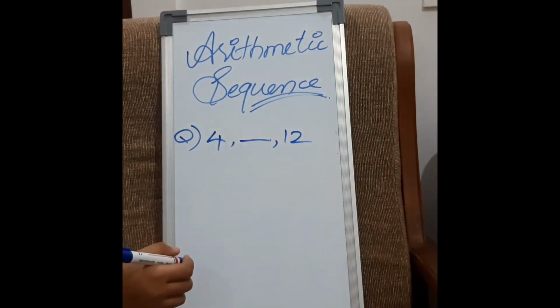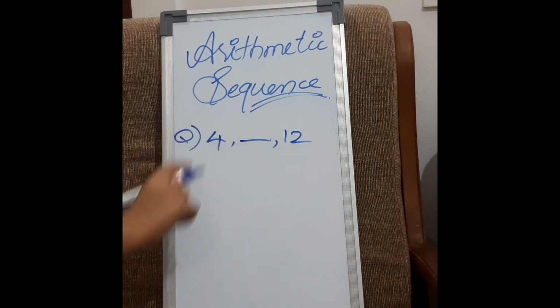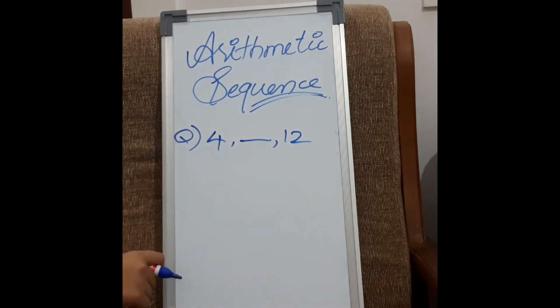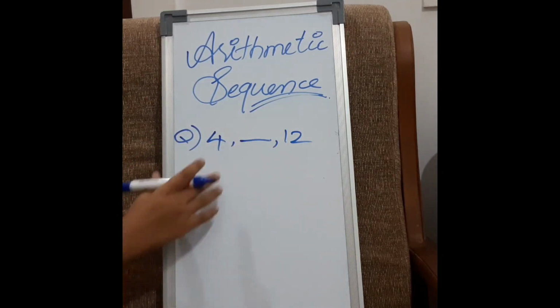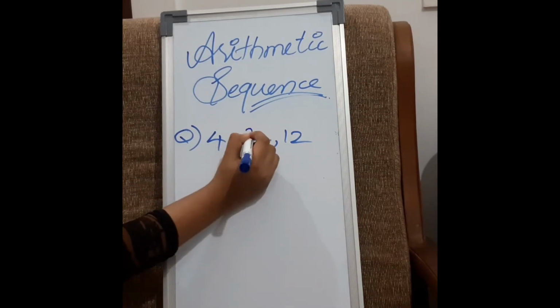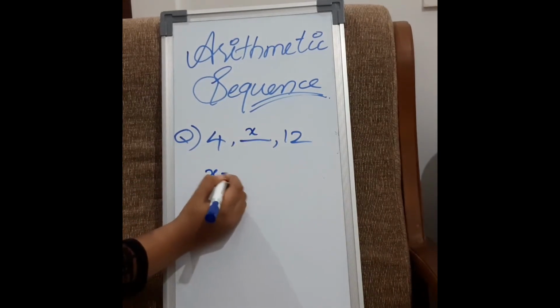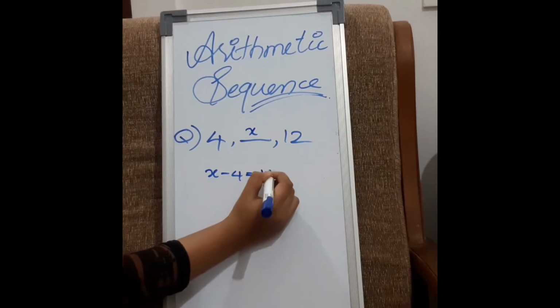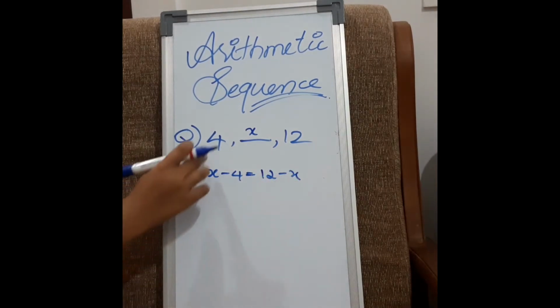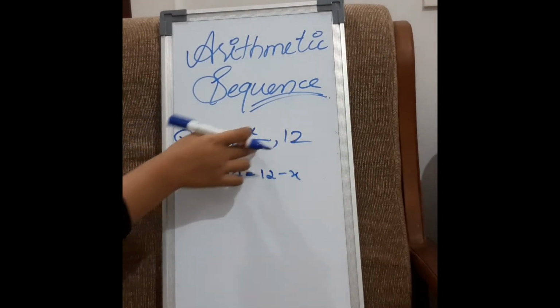And the question is, this is an arithmetic sequence, fill the blank. We have to fill this blank. And how will we fill it? This is an arithmetic sequence. So if we take this number as x, then x minus 4 is equal to 12 minus x.